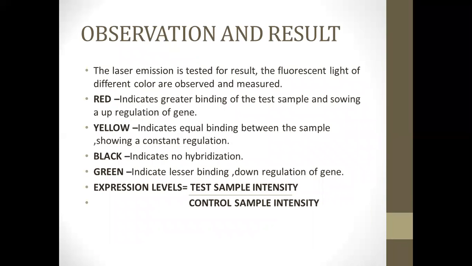This is your observation result. Red color indicates greater binding of the test sample, showing an upregulation of the gene. Yellow color indicates equal binding between the samples, showing constant regulation. Black indicates no hybridization. Green indicates lesser binding, showing down regulation of the gene. Expression level is equal to test sample intensity upon control sample intensity.